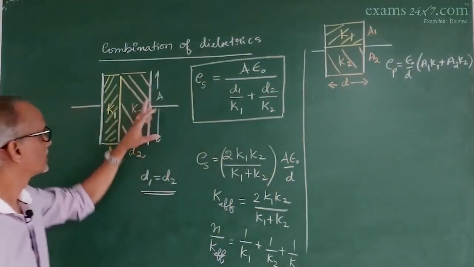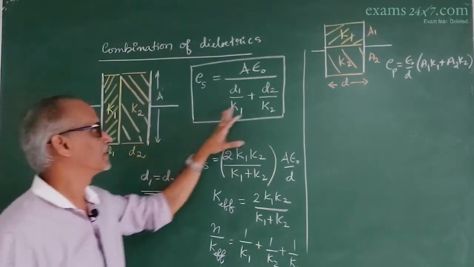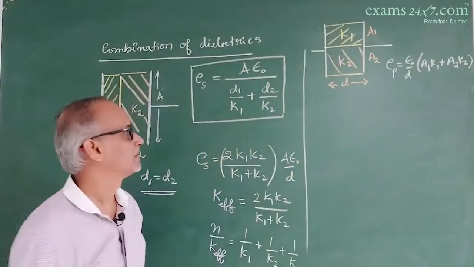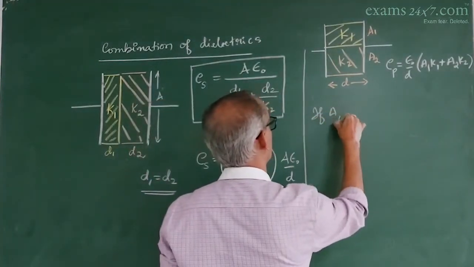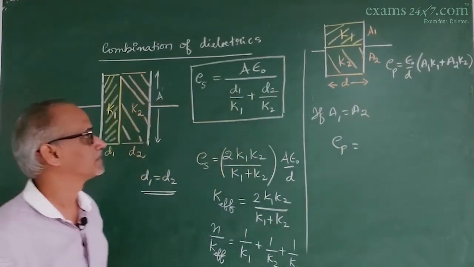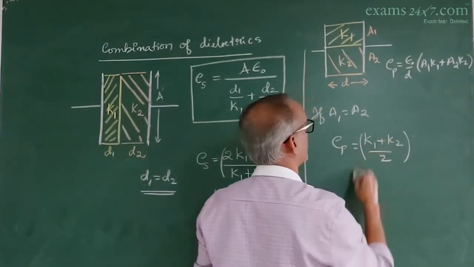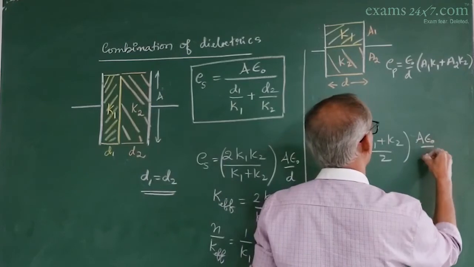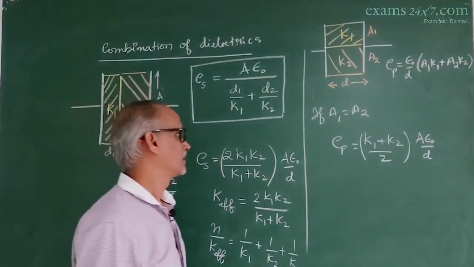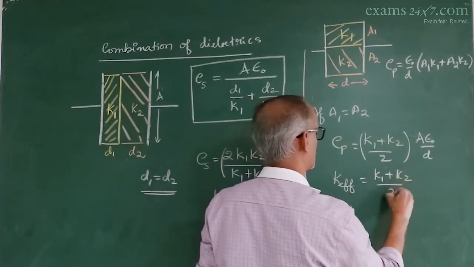In the series case, both dielectrics have the same area of cross section but different thickness. Here they have the same thickness but different area of cross section. Now if A1 is equal to A2, then the effective capacity will be the arithmetic mean, which is K1 plus K2 by 2 into A epsilon naught by D. That is for two dielectrics, so here the K effective will be K1 plus K2 by 2.